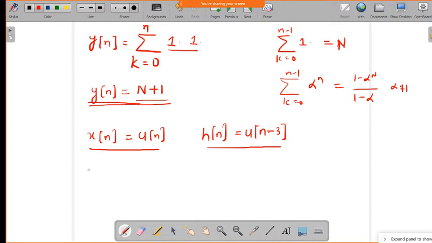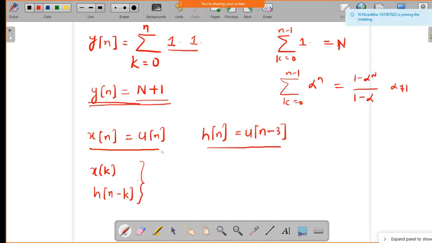Write similarly what is x of k and what is h of n minus k. If you write these two signals properly in terms of k, then you can easily compute the sum. So write it and tell me the answer. What is the answer?